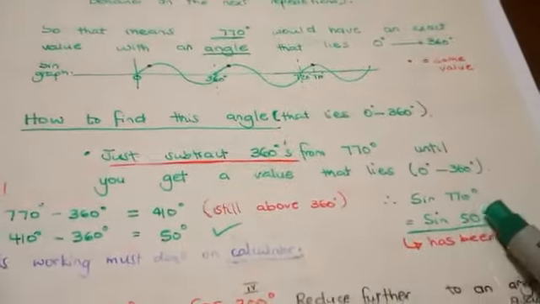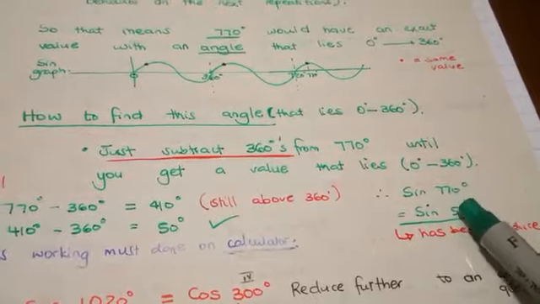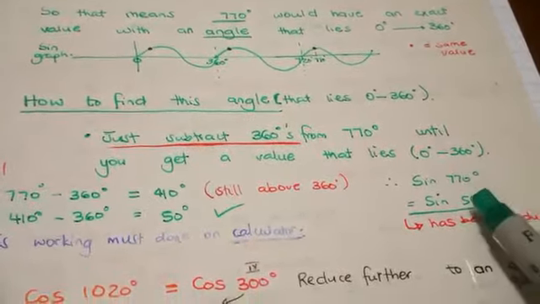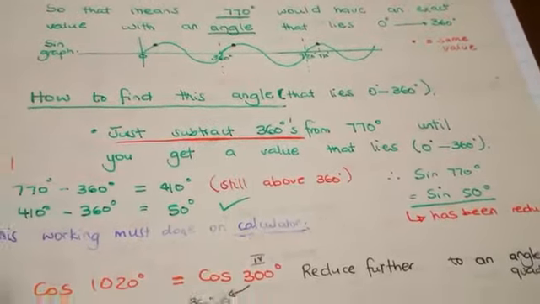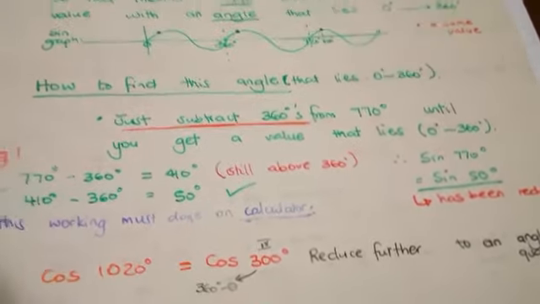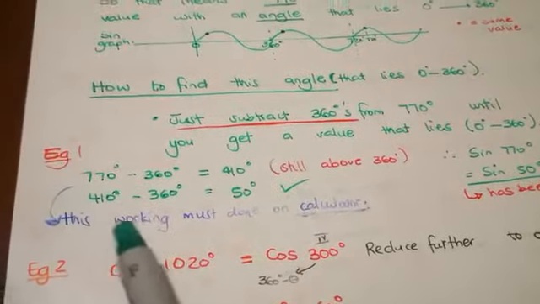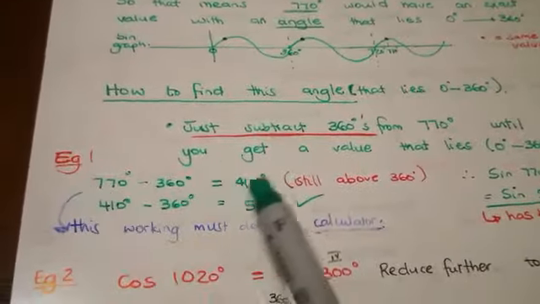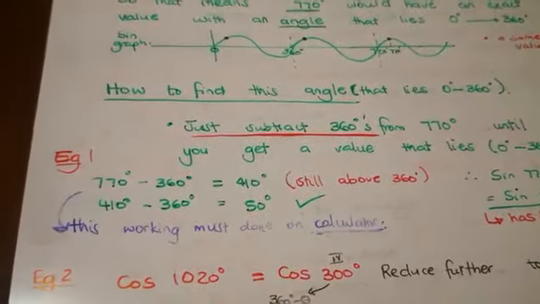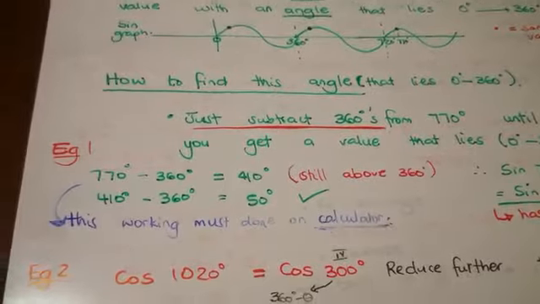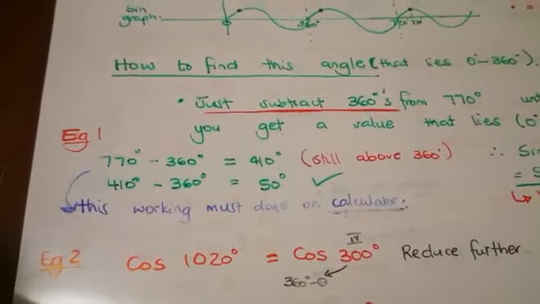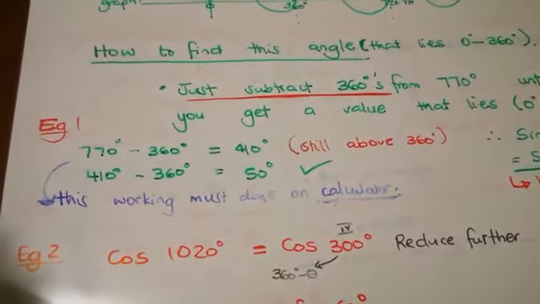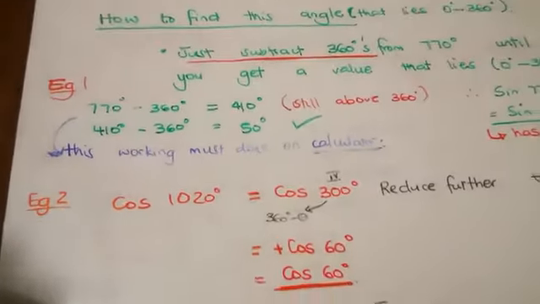And we are lucky that this 50 is already an acute angle, so there's no need for us to reduce further. Sometimes when you reduce this, it gives you a value that still needs to be reduced according to what we did previously. Now you can see here I've written that this working must be done on the calculator. We don't want to see this working, so you can just take your calculator and punch in 770 minus 360. You check the answer. If it is above 360, you carry on and subtract another 360. Please be careful when you do that.